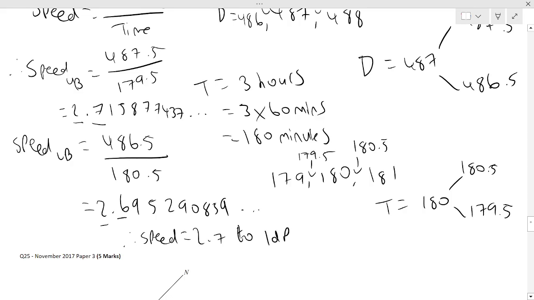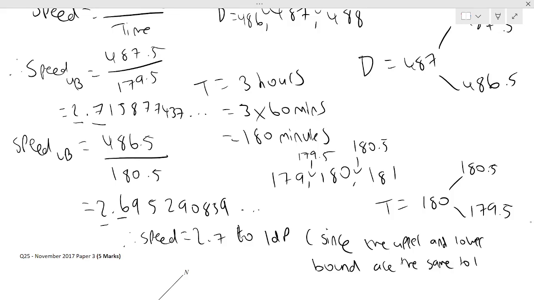Okay, and that's going to be because the upper and lower bounds are the same to 1 dp. Okay, and that's our answer. Cool.